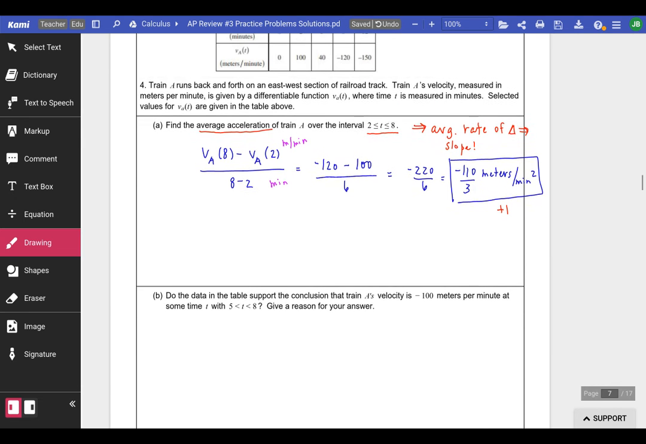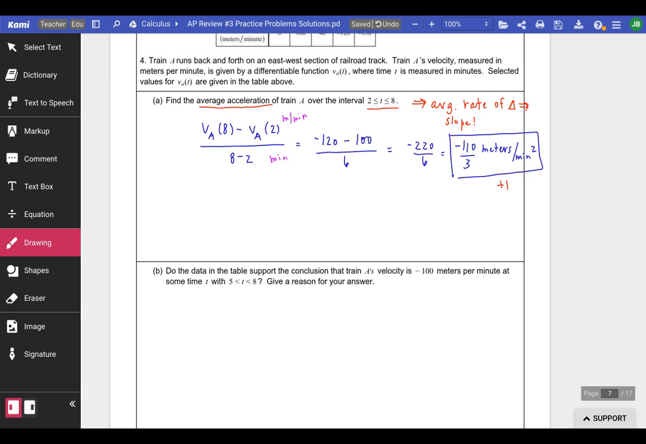For part B, do the data in the table support the conclusion that train A's velocity is negative 100 meters per minute at some time t? So what they're asking us here is, can we guarantee that this velocity function takes on the value negative 100? Hopefully that triggers in your mind that what they're asking is a question about the IVT, the intermediate value theorem. So can you guarantee that a function takes on a particular value?